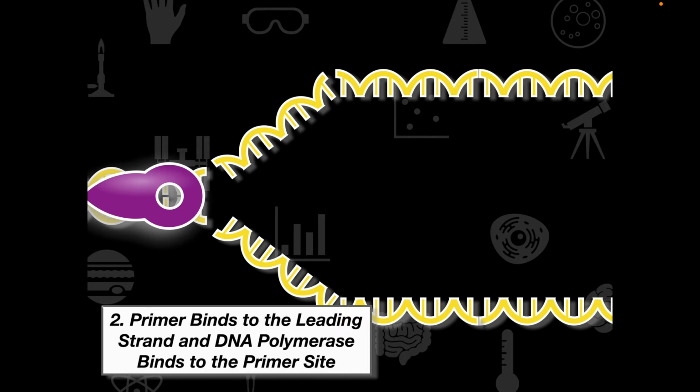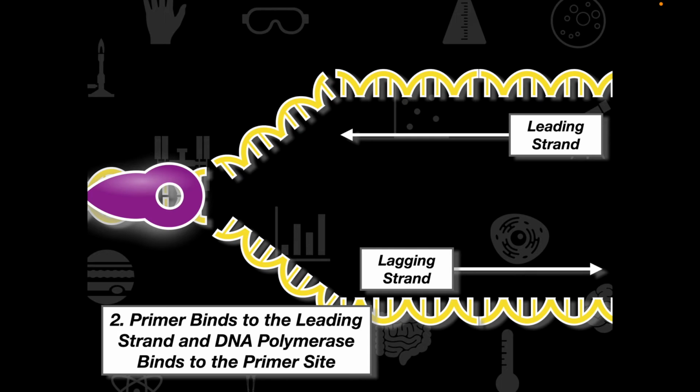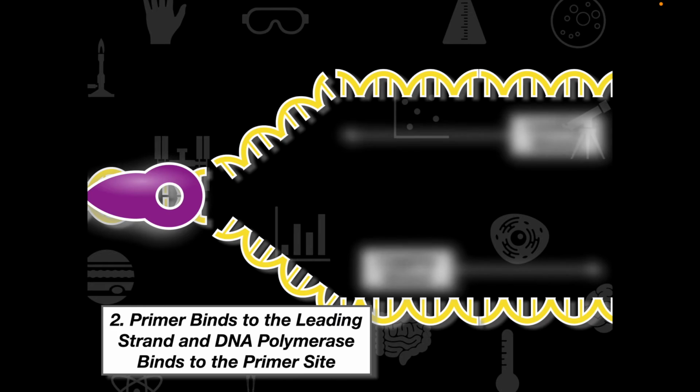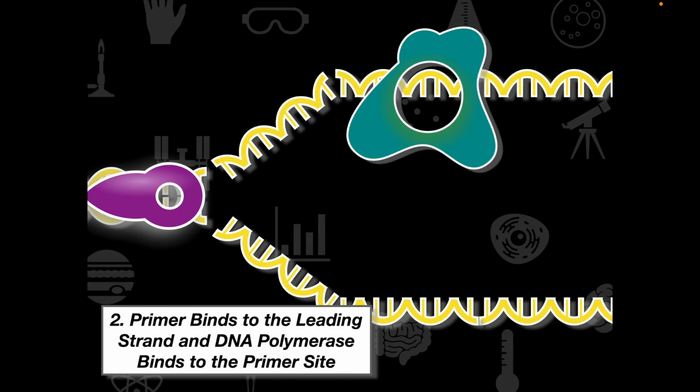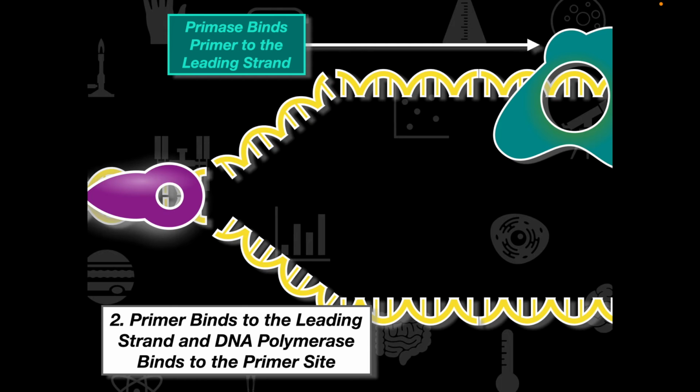Now step 2 is going to be, we're going to need to add primers to this DNA. So primers are going to bind to the leading strand. This is going to be the leading strand along the top, and DNA polymerase is going to bind to the primer site. The lagging strand's on the bottom, and we'll talk about why the lagging strand is different than the leading strand. But for right now, we're going to see this enzyme here, primase, is going to add what we call a primer.